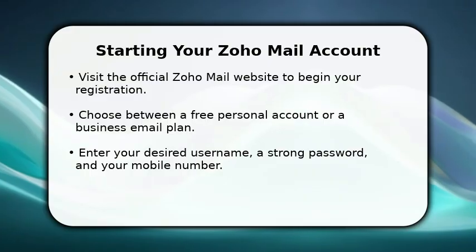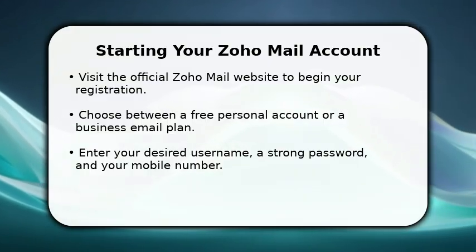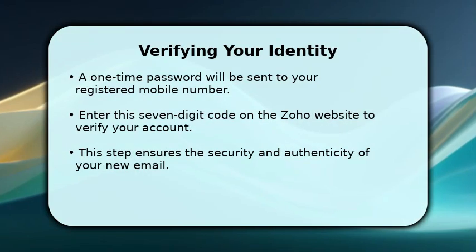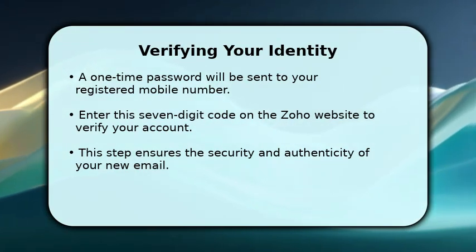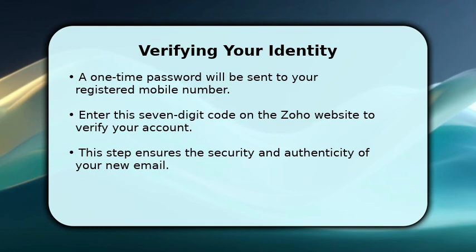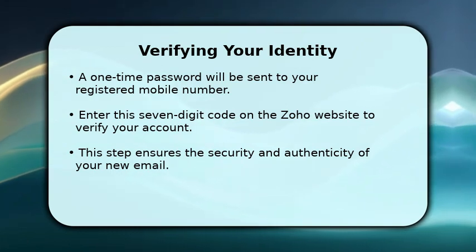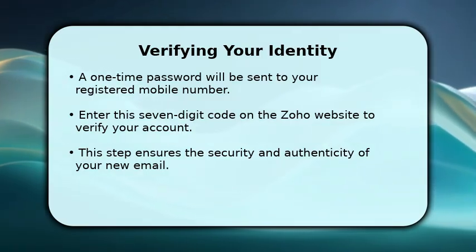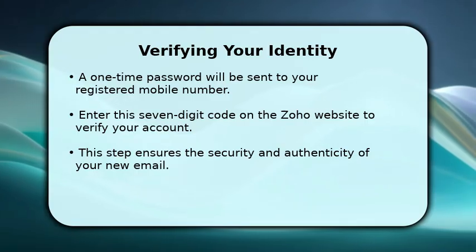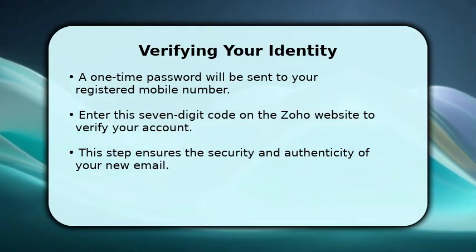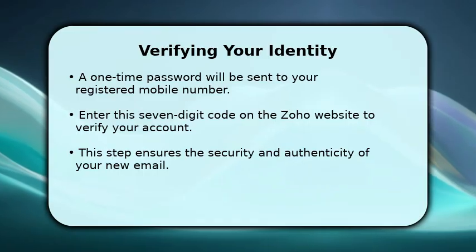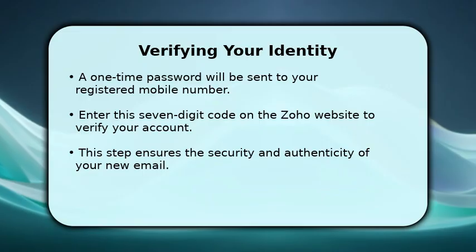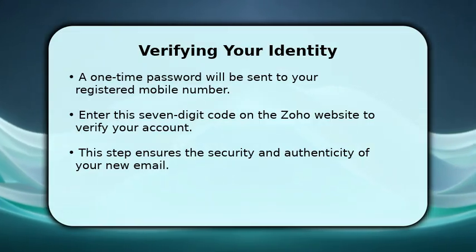Then, fill in your preferred username, create a secure password, and provide your mobile number for verification purposes. After entering your initial details, Zoho Mail will send a one-time password, typically a 7-digit code, to the mobile number you provided. Please check your phone for this message. You'll need to enter this code into the designated field on the Zoho website to successfully verify your account. This crucial step helps to secure your new email address and confirms your identity, protecting against unauthorized access.